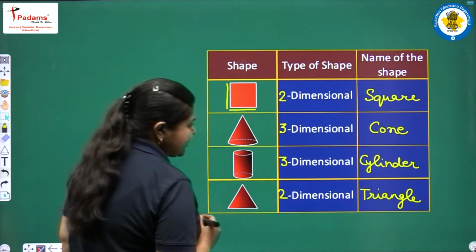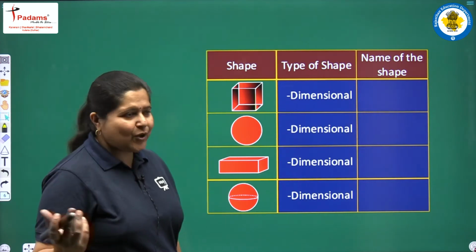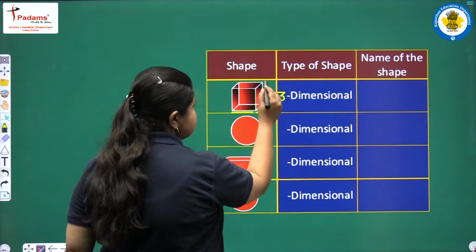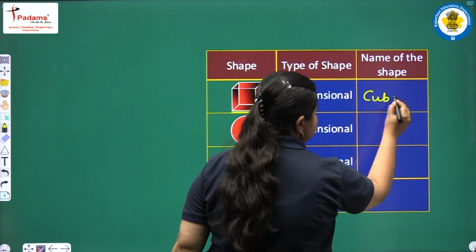Next we have some more shapes. Here you can see this one. This one is a cube, as we saw just now. Again there are three dimensions, length, breadth and height, and so it's a three-dimensional figure named as cube.